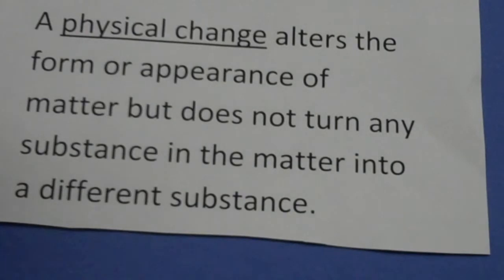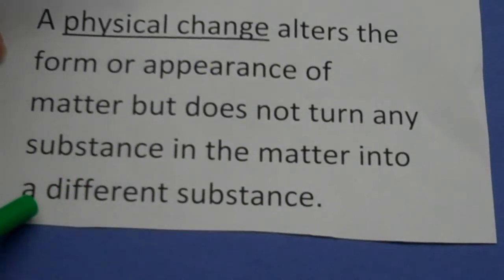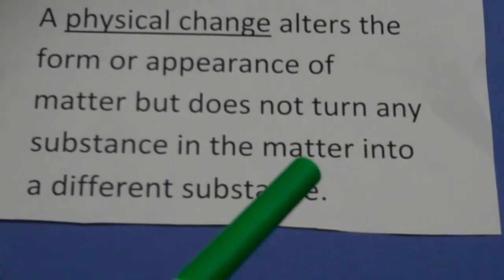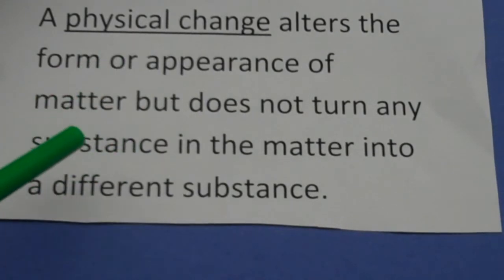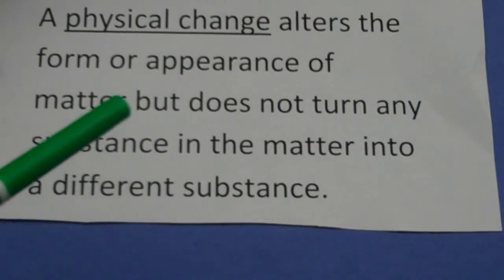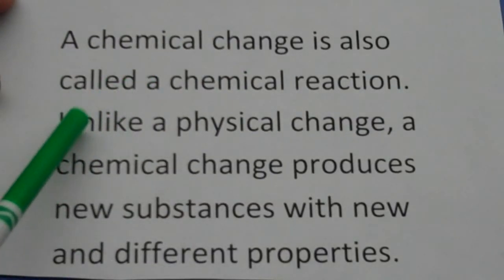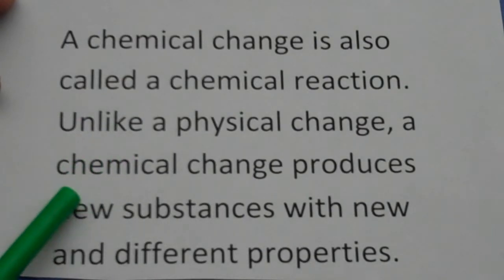So there's a difference between the two. This one is where it's not a different substance. I can melt ice and reverse it back. That would be a physical change. Or I could rip the paper up. I just made the size and shape different, changing the matter. Whereas a chemical change is a change you would notice in a chemical reaction. Unlike physical change, a chemical change produces a new substance with new and different properties.